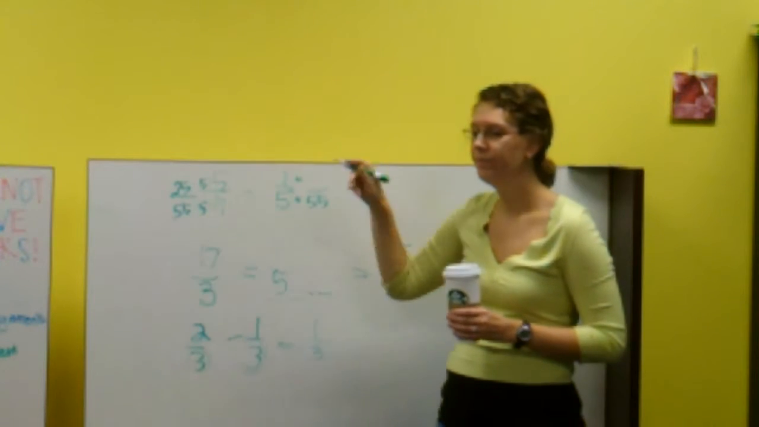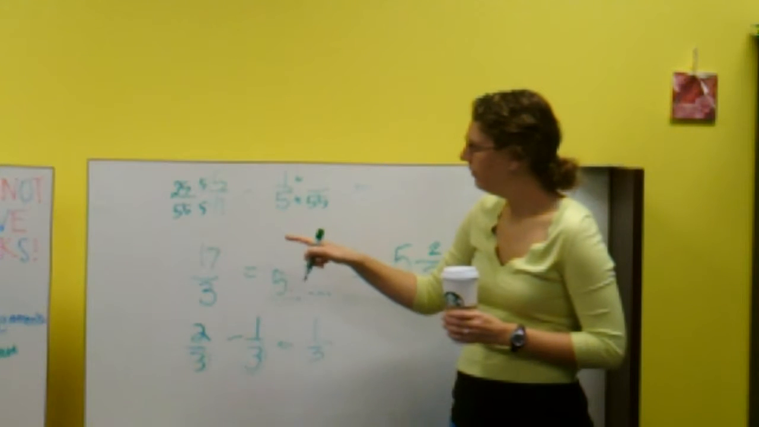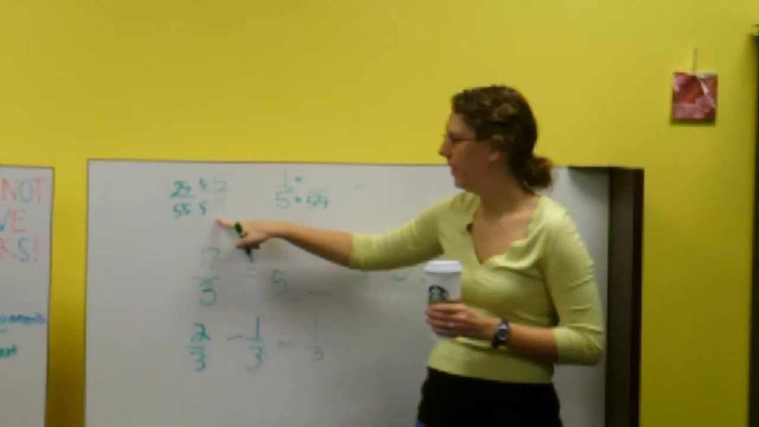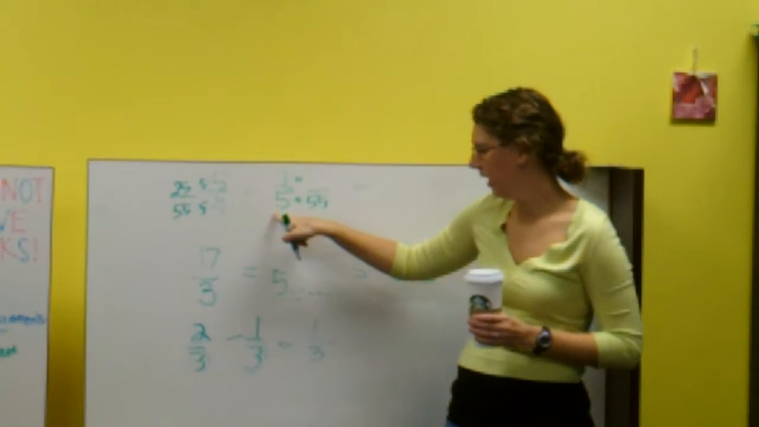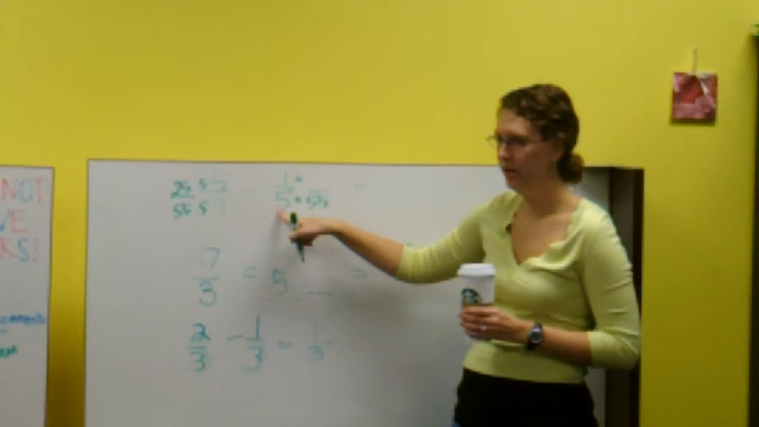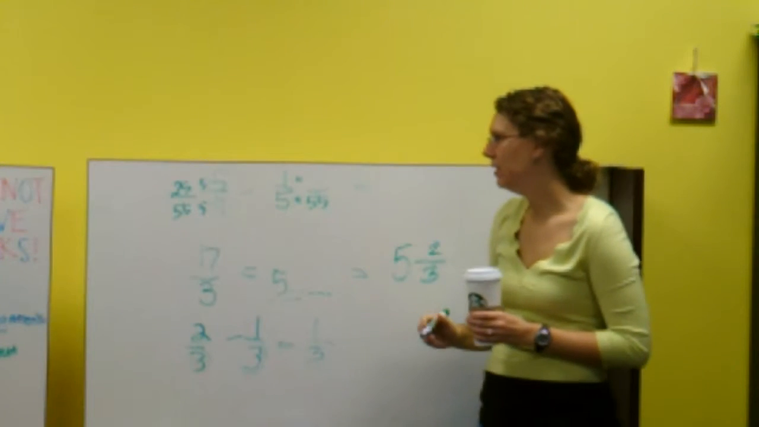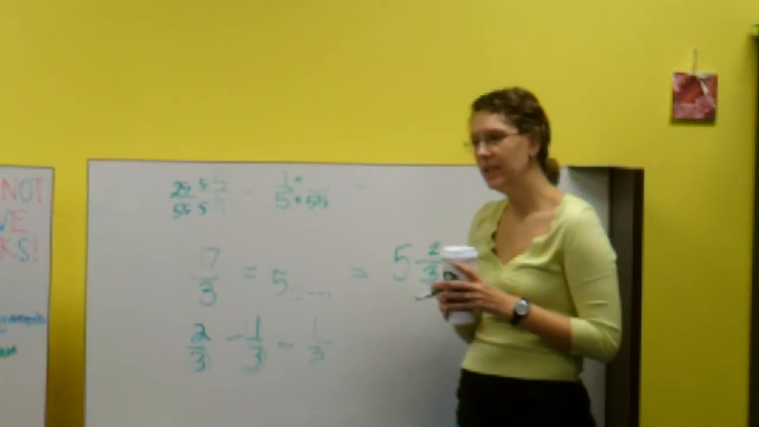How do you know that you're supposed to multiply 5 times 5? We didn't do 5 times 55. We did 5 by 11. Why? We said an easy way to find the common denominator is to just multiply them together. And that is going to be the smallest number that they have in common. That's one easy way to do it.